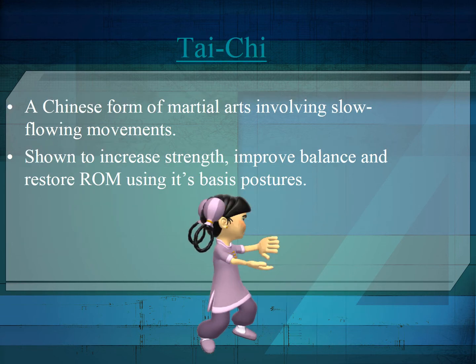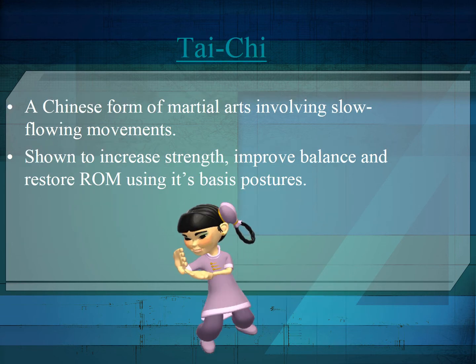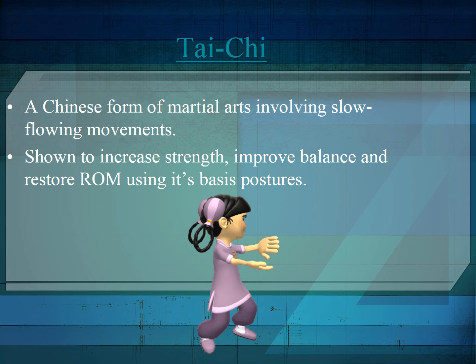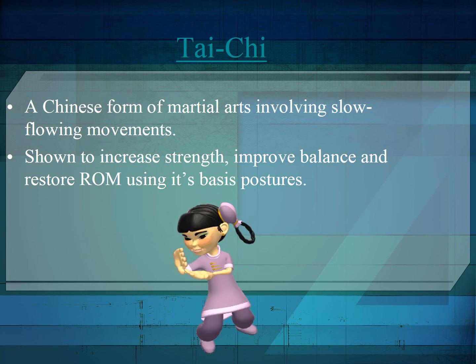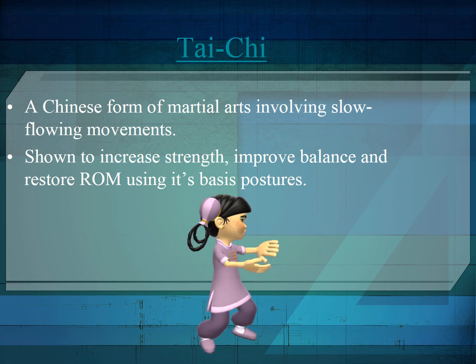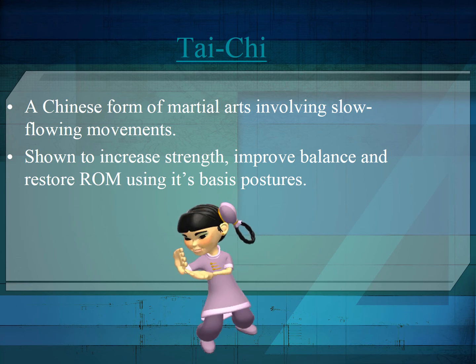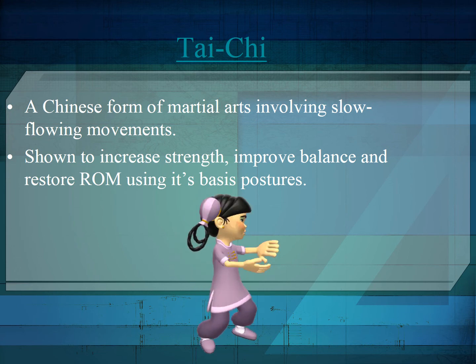And the last one is Tai Chi. It's a Chinese form of martial arts, like what we talked about, and it is shown to increase strength, improve balance, and restore the range of motion just using basic postures.